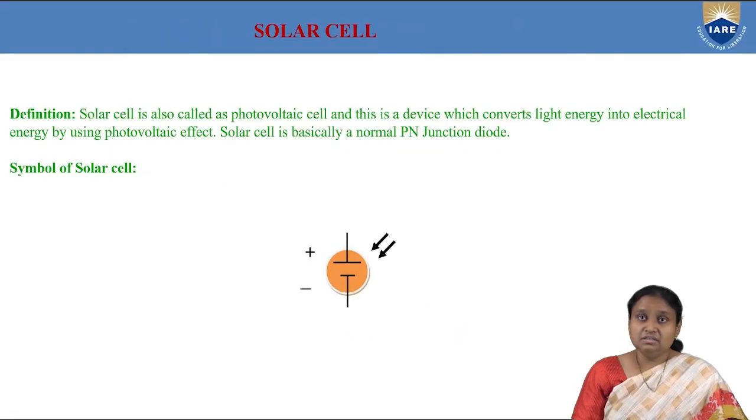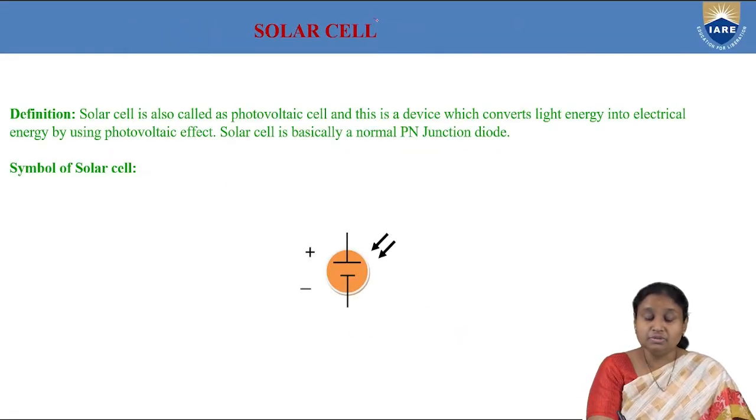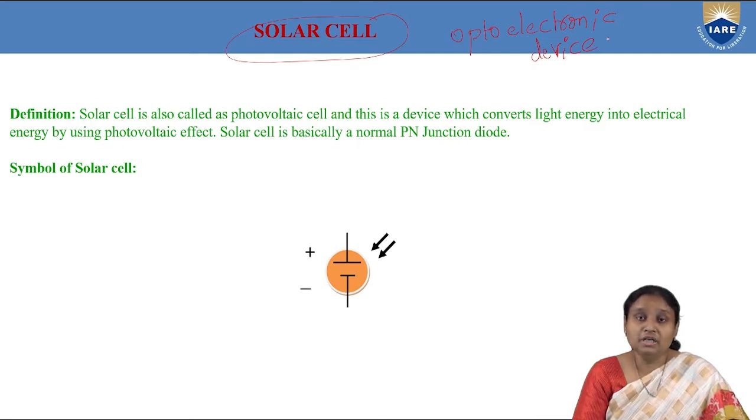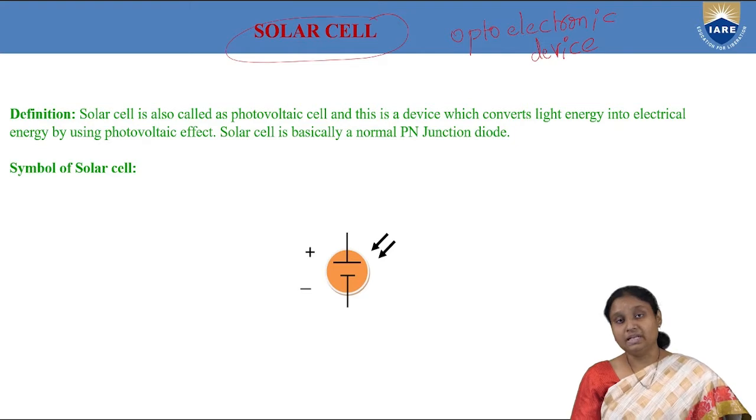Starting with the solar cell, as I told you, it comes under the category of optoelectronic devices. And what exactly are optoelectronic devices? These optoelectronic devices either convert light energy to electrical energy, or they convert electrical energy to light energy.